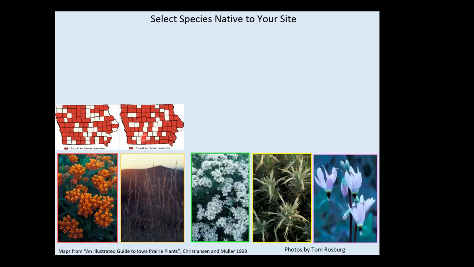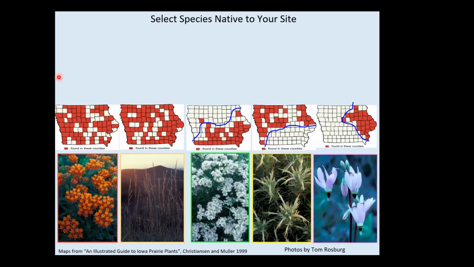But that's not always the case. Look at the distribution maps for those 3 species. Here we've got narrowleaf mountain mint. Here we've got yellow Indian paintbrush. Here we've got shooting star. I'm drawing blue lines in here to help you see there's clearly a pattern that says these species did not occur in the entire state. So you should not be planting narrowleaf mountain mint if you live up here in Kossuth County. You should not be planting Indian paintbrush if you live down here in Ringgold County.